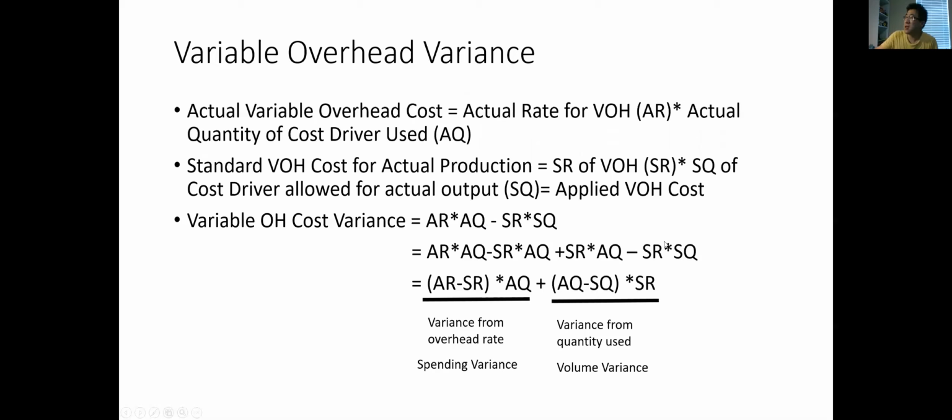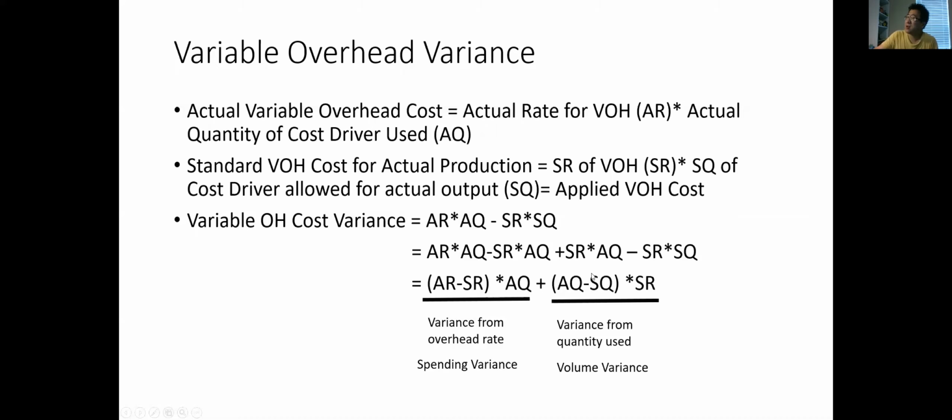And we do the same thing. We can split the overhead variance into 2 parts. The first part is the difference between actual rate and standard rate multiplied by actual quantity. This is the variance from the overhead rate. We call it the spending variance. If the actual rate is higher than the standard rate, it'll be positive, meaning that actually they spend more, which is not good for sure. But again, it's a price issue, not a quantity issue, not an efficiency issue, not a volume issue. So here's the first part.